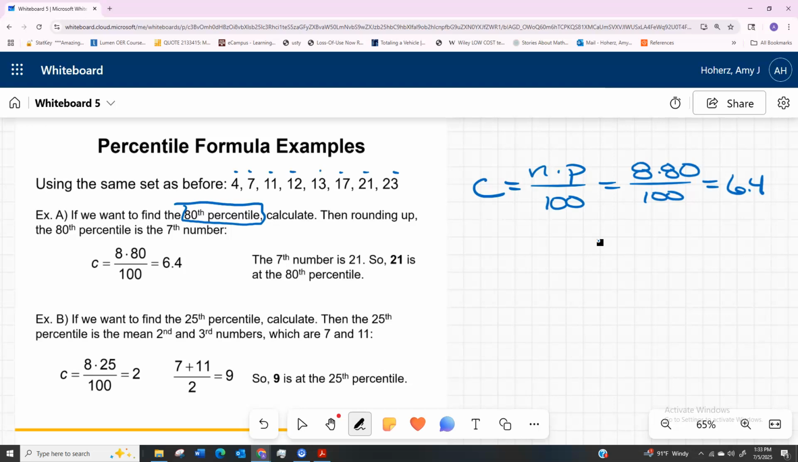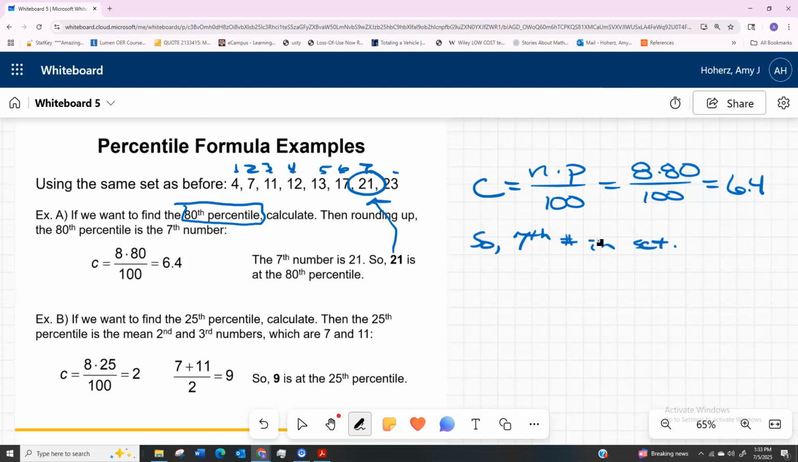So if it doesn't come as a whole number, remember we're supposed to round it up. So this rounds up to the 7th number in the set. So we're going to count 1, 2, 3, 4, 5, 6, 7th number in the set is 21. So 21 is the 80th percentile.